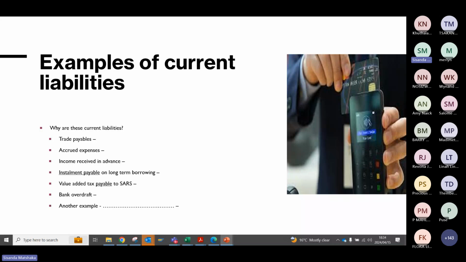And then installments payable on a long-term borrowing. So obviously with this one, we need to know exactly the terms of when that installment is going to be paid. If it's paid within 12 months, yes, it should definitely fall under current liabilities. As well as the VAT, the value added tax. As you know, SARS will come after you. There's no way that they'll give you more than 12 months to pay back the debt that you owe to them, as well as a bank overdraft.